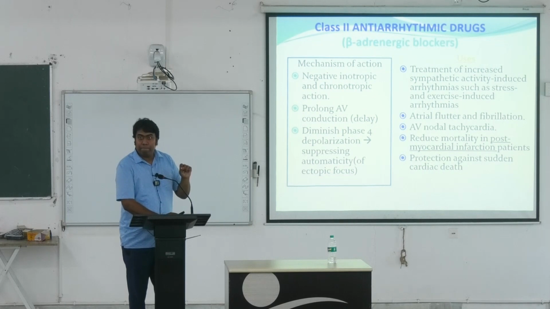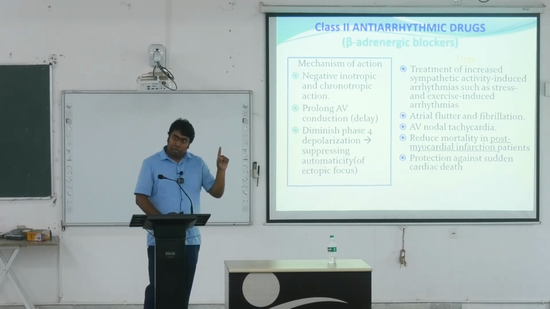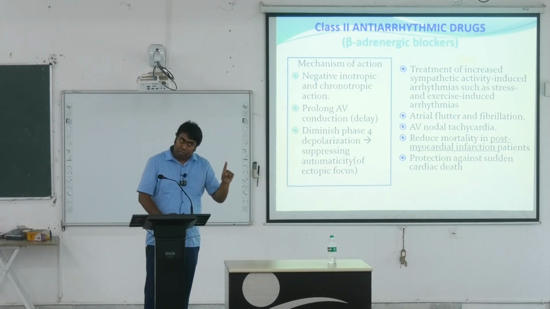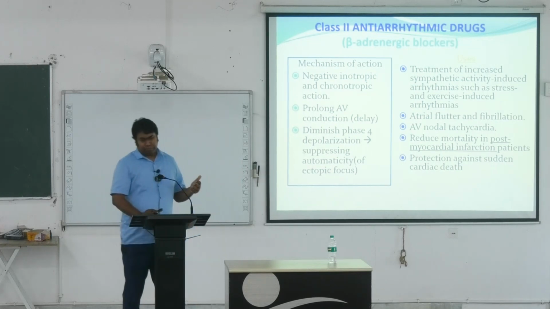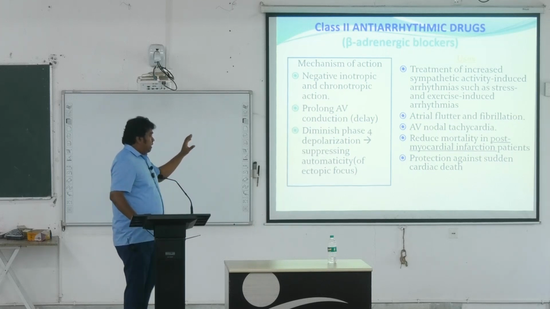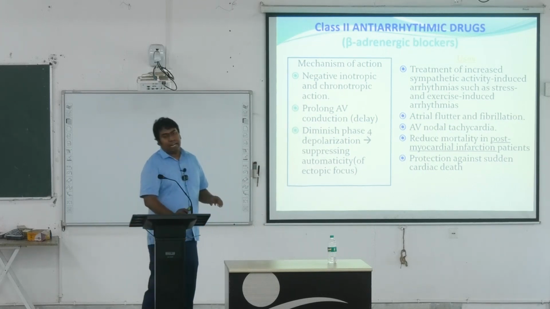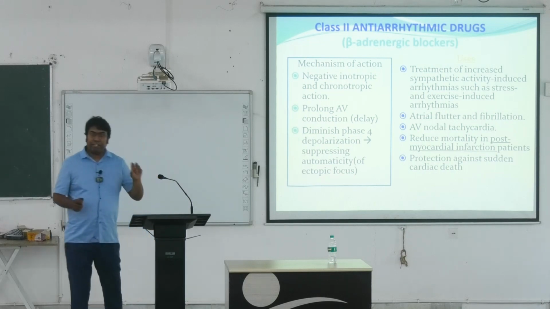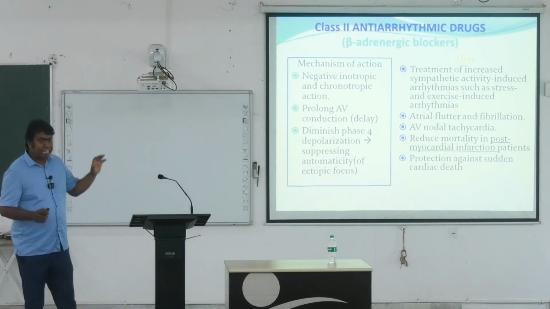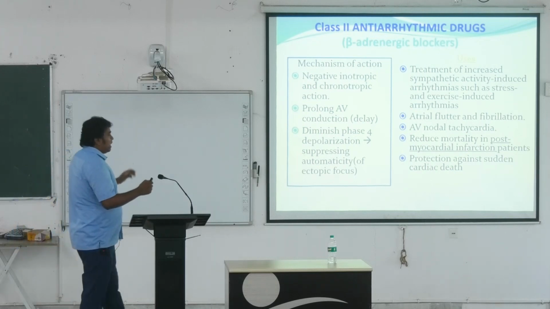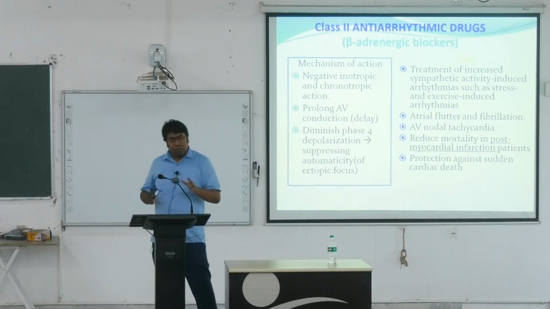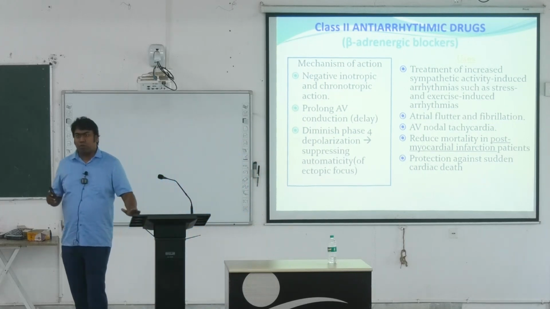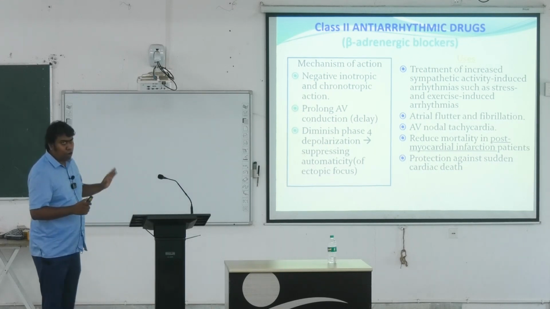Remodeling, prevention of remodeling, reduce mortality due to counteract the arrhythmias both ventricular and supraventricular. Protection against the sudden cardiac death. Beta blockers are effective in atrial fibrillation, flutter, post myocardial arrhythmias as well as the cardiac death. How does it work? It blocks the beta 1 and reduces ionotropic, chronotropic, bromotropic, bathmotropic effects. All four are reduced.